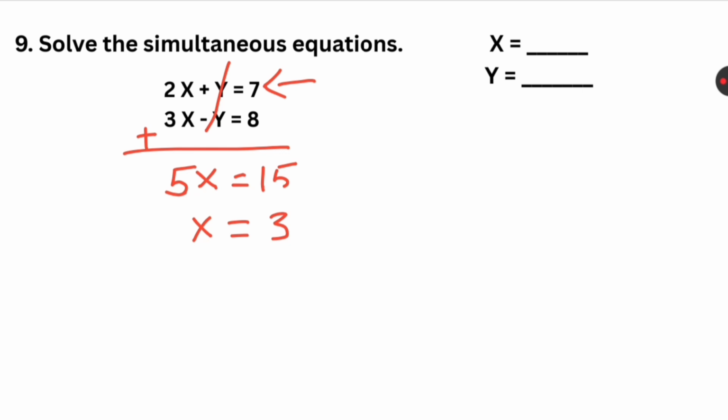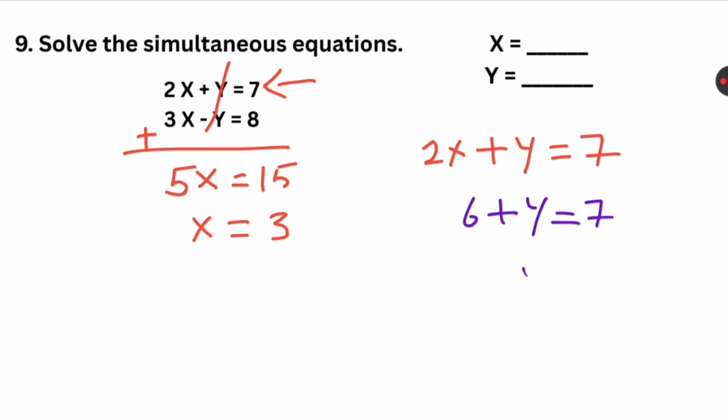So let's substitute the x value in the first equation. What is the first equation? 2x plus y equal to 7. So the x value is 3, so 2 times 3, which is 6. 6 plus y equal to 7. So then y equal to 7 minus 6, which is 1. So x value is 3, y value is 1. Let's go to the next one.